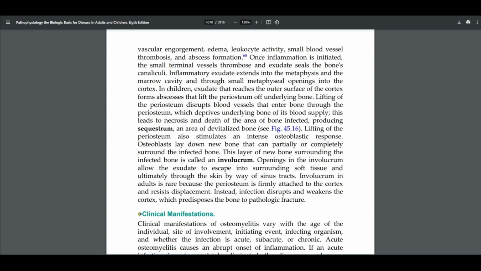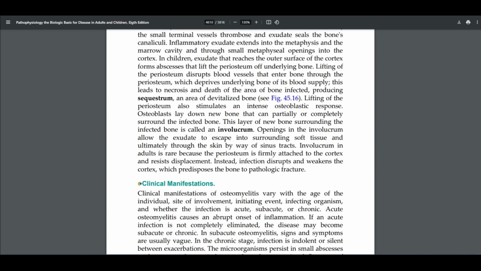Opening in the involucrum allows the exudate to escape into surrounding soft tissue and ultimately through the skin by way of sinus tracts. Involucrum in adults is rare because the periosteum is firmly attached to the cortex and resists displacement. Instead, infection disrupts and weakens the cortex, which predisposes the bone to pathologic fractures.